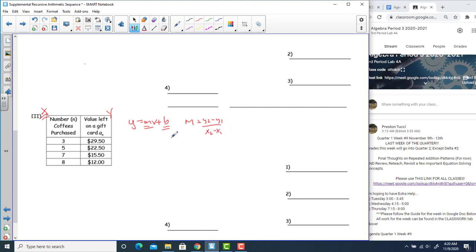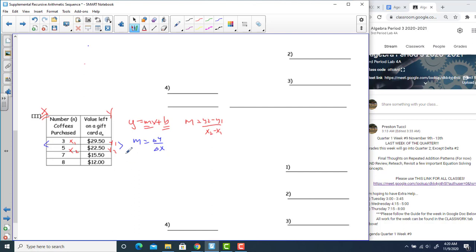And if I really wanted to, would it be appropriate to label the points I've been given x1, y1, indicating the first time I observed it was after 3 purchases and there's $29.50 on the card, and then I'm observing it again after 5 purchases where there is $22.50 left? Couldn't I substitute those values into the slope formula and determine the amount of change of this pattern over and over again? You could, or more efficiently when you're working with a table, you could simply think of the slope or the rate of change as change in y over change in x.